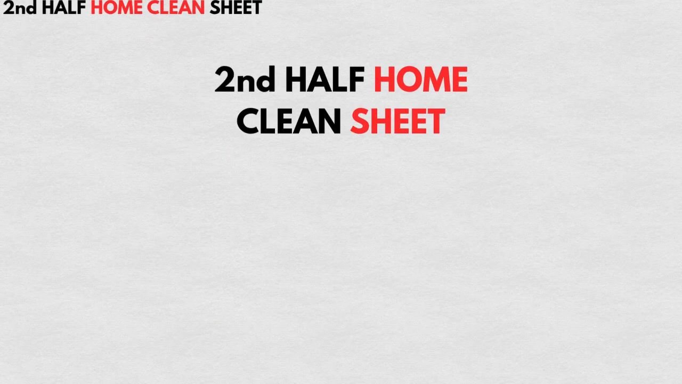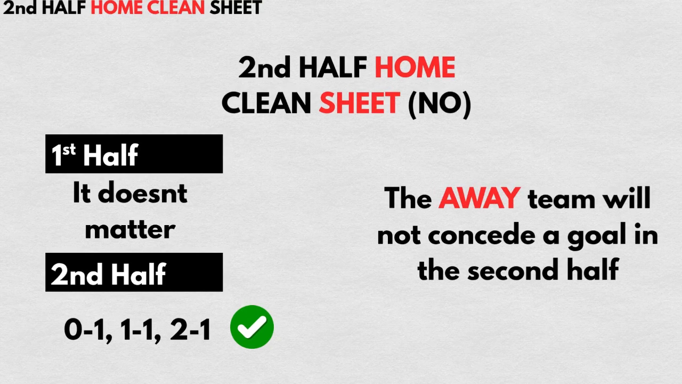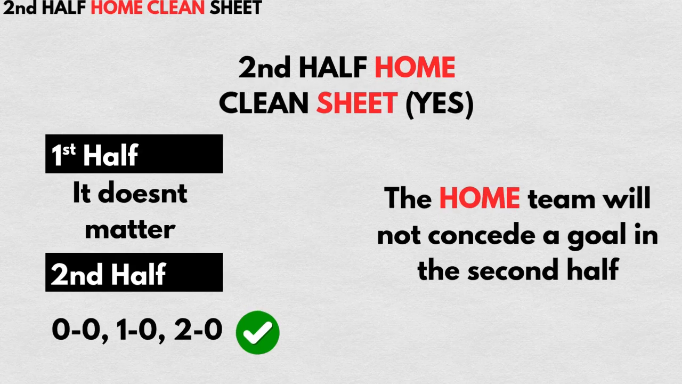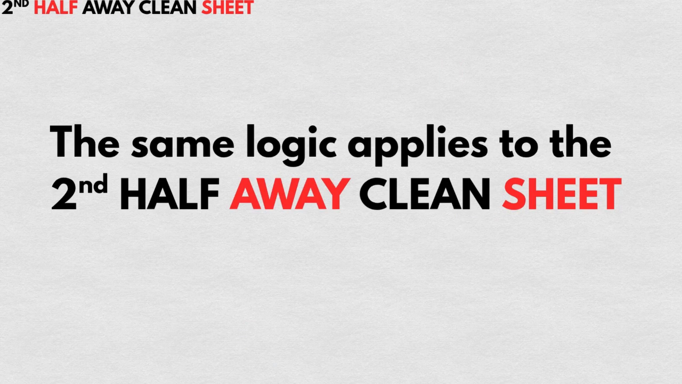Second half home clean sheet, yes or no. If you pick yes, that means you want the home team to have a clean sheet in the second half. If you pick no, that means you do not want the home team to have a clean sheet in the second half. Again, if you pick yes, that means the home team is not going to concede any goal. They are not going to score the home team in the second half. And if you pick no, that means they are going to score the home team in the second half. Remember, only the second half. The same logic applies to the second half away clean sheet, yes or no.